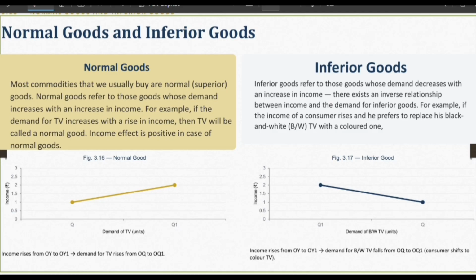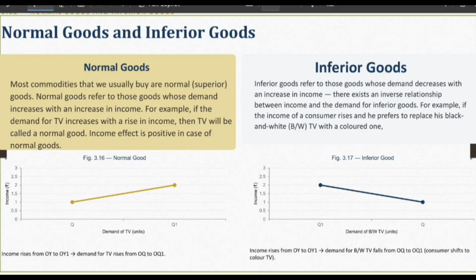This is the last topic that we are doing today, and this is normal goods and inferior goods. Normal goods, as I told you, are those for which, with the increase in income of a given consumer, the quantity demanded of a particular commodity increases. So we call them normal goods. Inferior goods refer to those goods whose demand decreases with the increase in income. There exists an inverse relationship between income and demand.